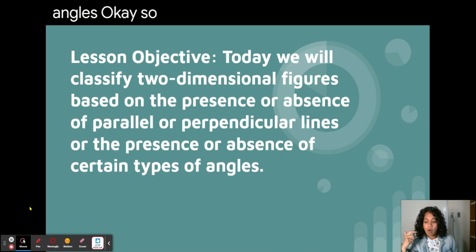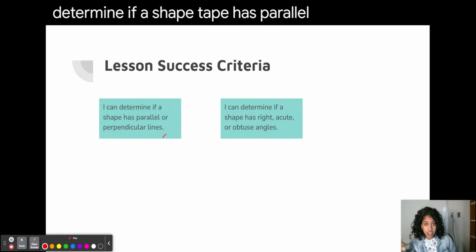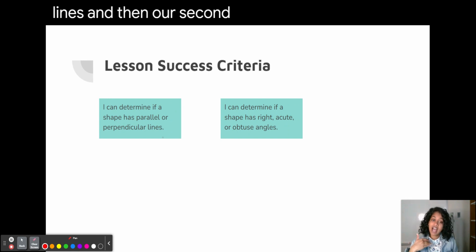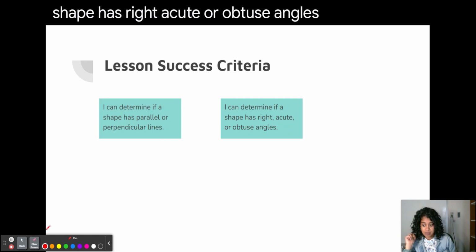Let's go over what our success criteria is for today. We have two. The first one is, I can determine if a shape has parallel or perpendicular lines. And our second one is, I can determine if a shape has right, acute, or obtuse angles.